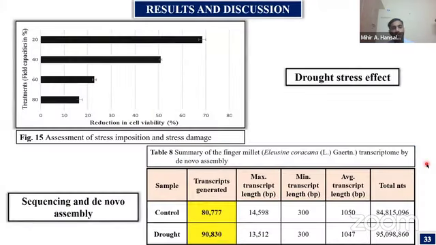Here, we estimate the cell viability to check the drought stress effect on the plants. Then it is seen that wherever there is higher drought stress, there is a reduction in cell viability. Then he sequenced the finger millet, and it shows that the drought sample contains more transcripts than the control, which shows that the drought sample has more genes expressed than the control.